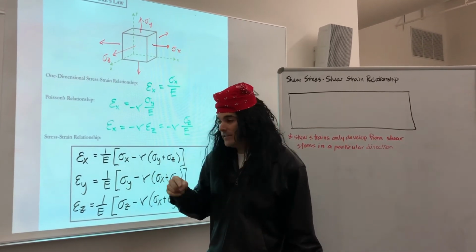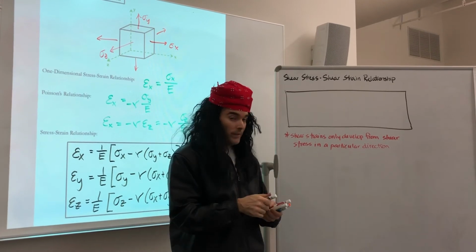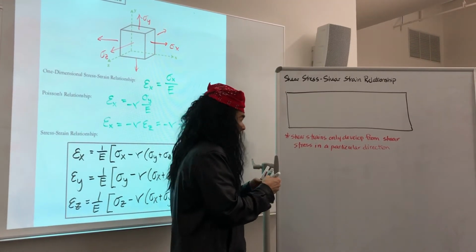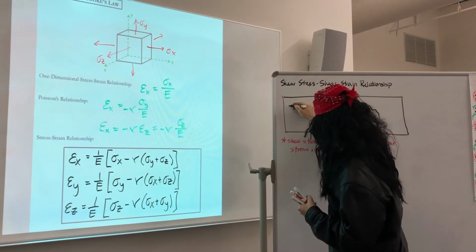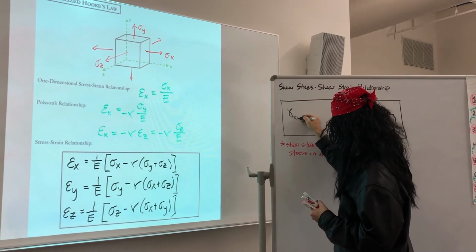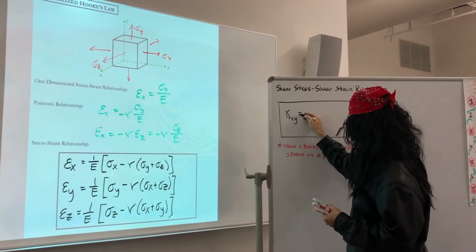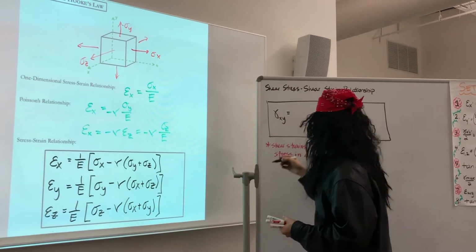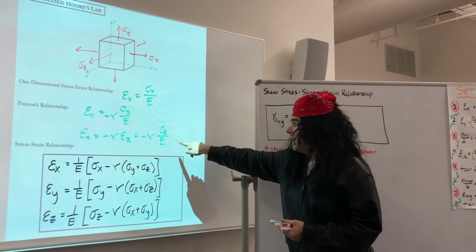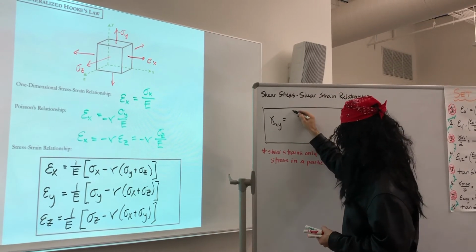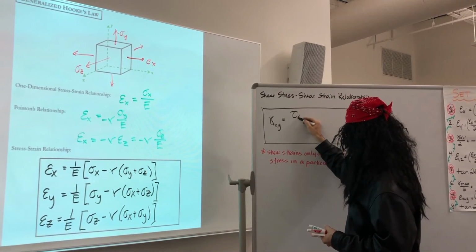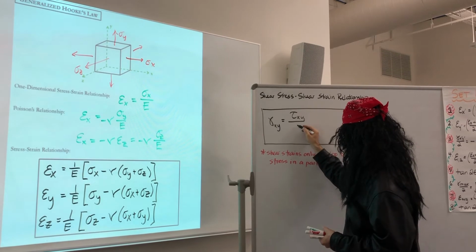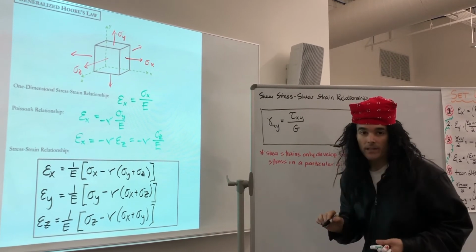Shear strain, we also can look at the relationship between shear strain and shear stress. So shear strain is gamma xy. We said that that is equal to the shear stress divided by the modulus, but now the shear modulus. So that's going to equal tau xy divided by the shear modulus.